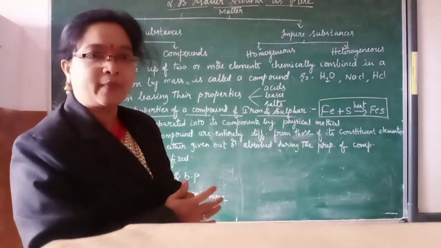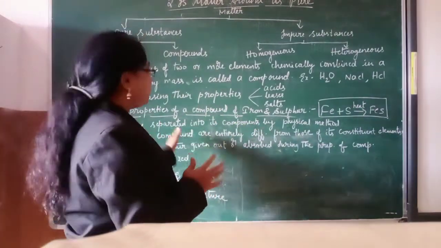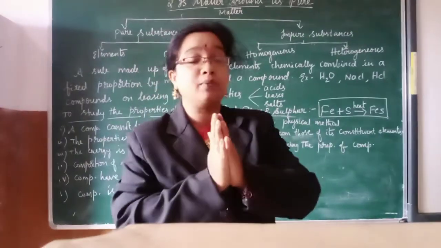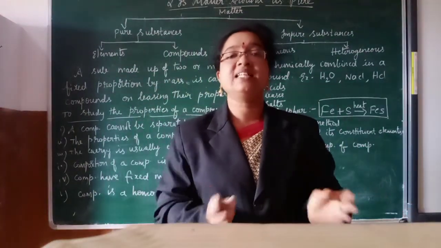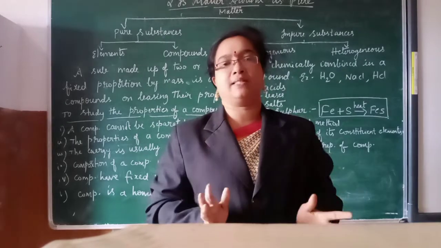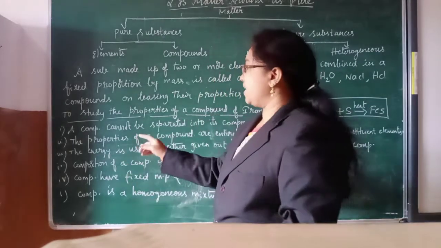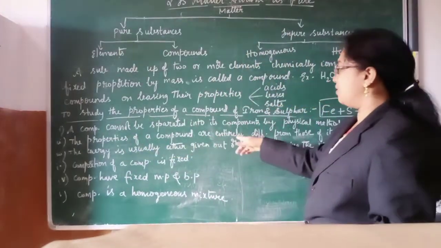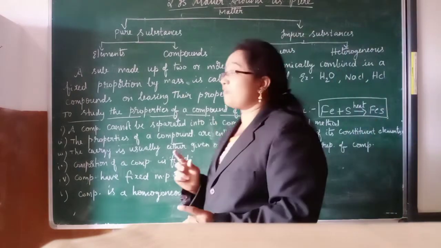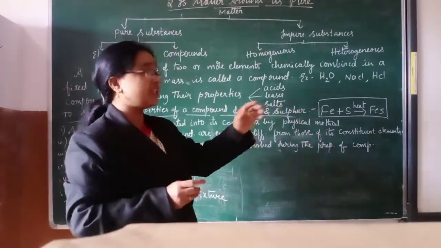compound. What is the first property of a compound? We are unable to separate the components by physical methods. Okay, let's see the second one. The properties of a compound are entirely different from those of its constituent elements.